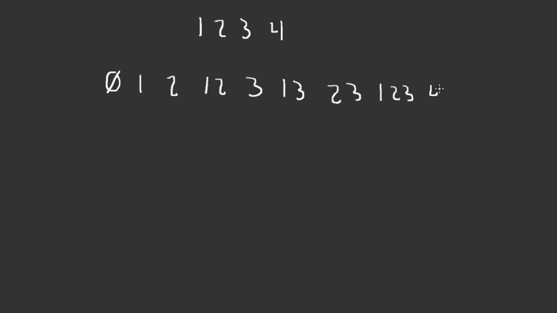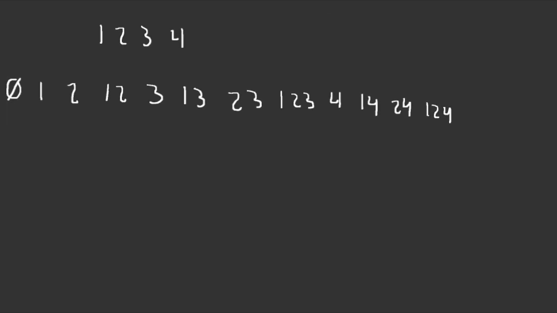And then we add 4, and we just do the same. 4 with 1 is 1, 4. 4 with 2 is 2, 4. 4 with 1, 2 is 1, 2, 4. Then I go here because I actually use the whole thing. Then I combine 4 with 3 and we get 3, 4. Then we combine 4 with 1, 3, so we get 1, 3, 4. Then we combine 4 with 2, 3, so 2, 3, 4. And then finally we combine 4 with 1, 2, 3, and we get 1, 2, 3, 4.